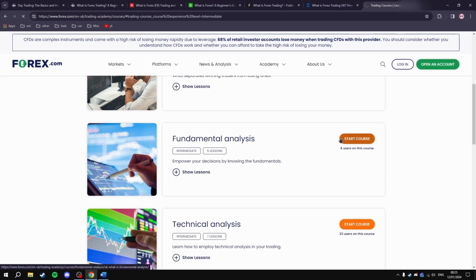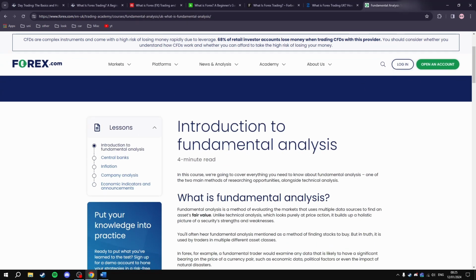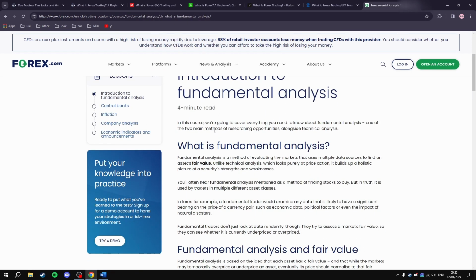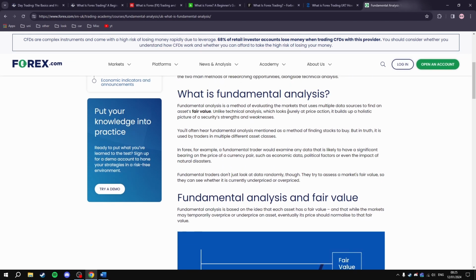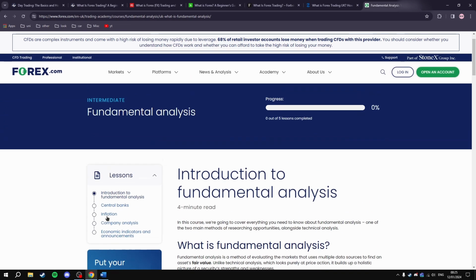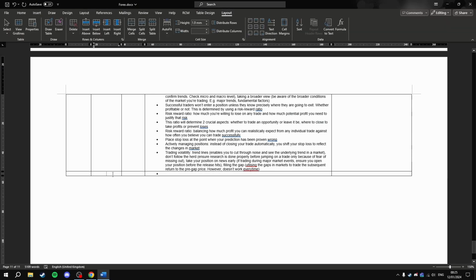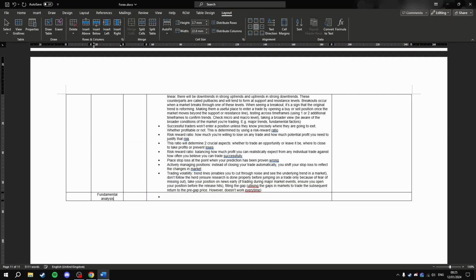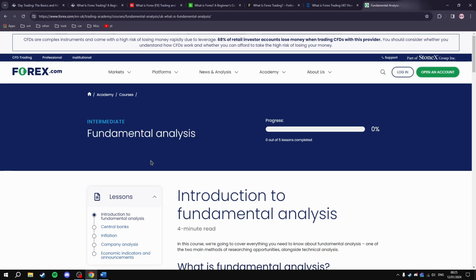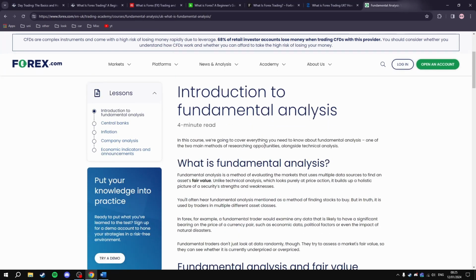Fundamental analysis. Introduction to fundamental analysis. In this course we're going to cover everything you need to know about fundamental analysis, one of the two main methods of researching opportunities alongside technical analysis. What is fundamental analysis?